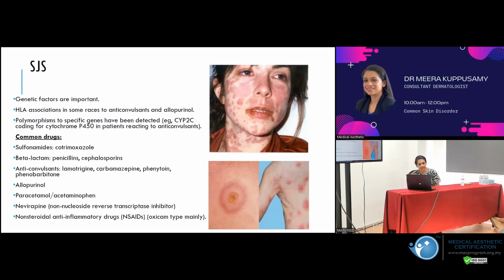So they form this ring-like structure. They call it a target lesion. You have three rings: a red ring, then a pale ring, and then a center. The center is usually dark. This picture is a Caucasian, so it looks white, and it usually has a blister. So this is called a target lesion or ring lesion. And then the mouth: the mouth, the eyes, any mucosa can have erosion and ulcers.